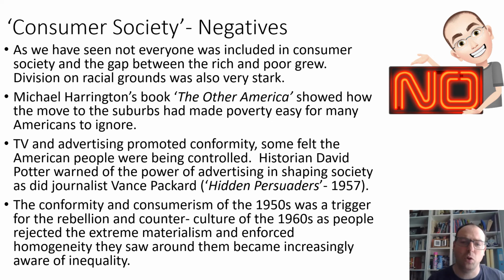TV and advertising promoted conformity. This led to some people thinking the Americans were being, to an extent, controlled. Historian David Potter warned of the power of advertising in shaping society, as did the journalist Vance Packard in his work, The Hidden Persuaders of 57. And there were techniques back then, such as subliminal messaging in cinemas, where it would be imperceptible to the eye, but images of Coca-Cola would appear and people, not knowing they've seen it, would have their brains taking it in, and they're going, oh, you want a drink, go buy that. So there was lots happening where people go, well, why is everything the same? Why is there no variation?